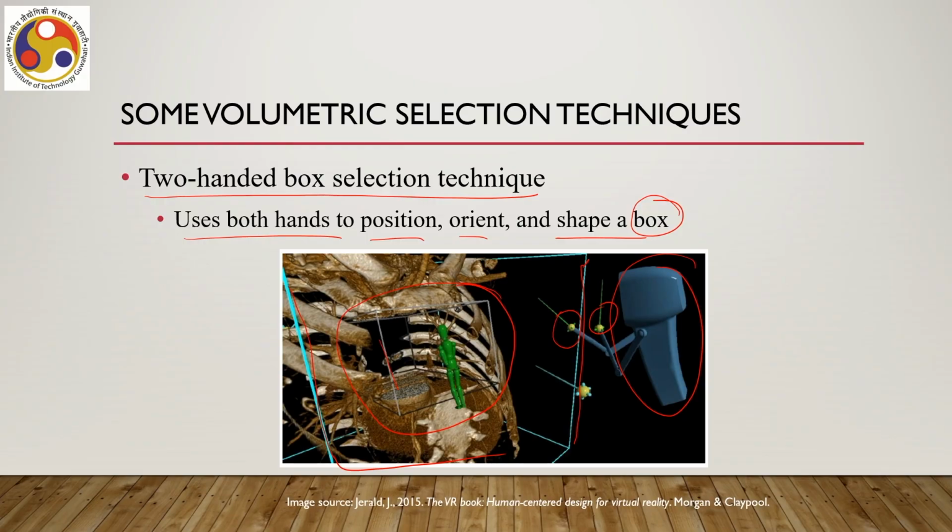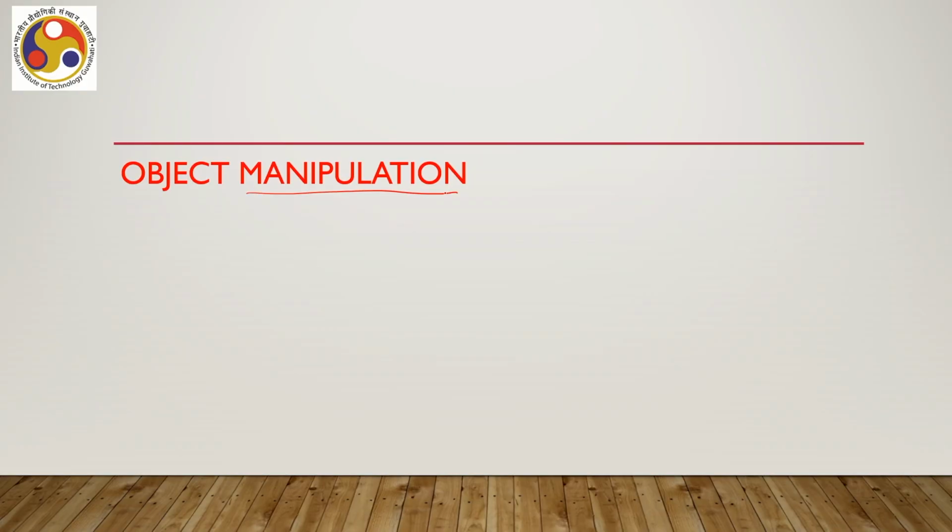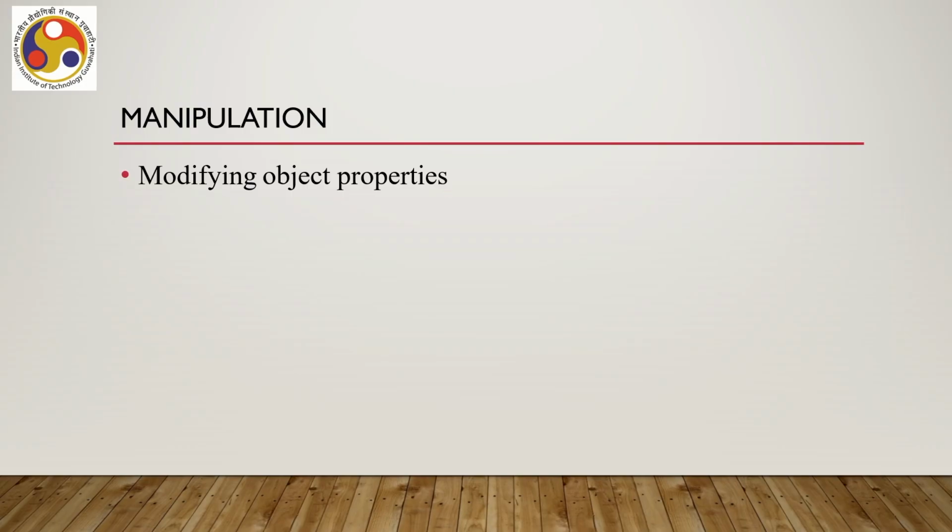If the virtual environment is quite complex with a lot of objects, then selection of smaller objects will be problematic with any of the volumetric selection techniques. Now, these two-handed volumetric selection techniques can also be called bimanual selection, where both the hands are used. That is about object selection. Once the object is selected, the next thing we do is basically manipulation of the object. So, there are different ways to manipulate the objects.